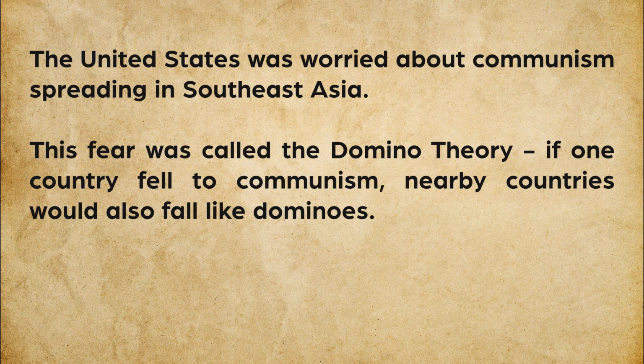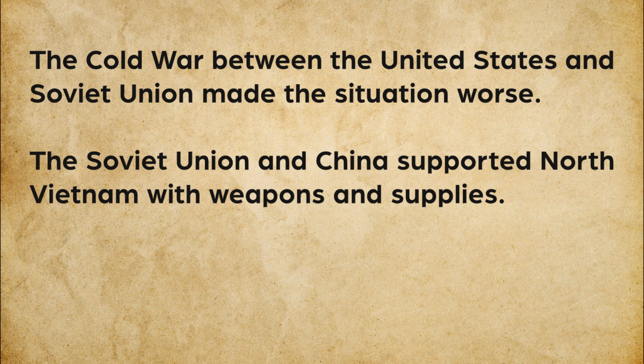The United States was worried about communism spreading in Southeast Asia. This fear was called the domino theory. If one country fell to communism, nearby countries would also fall like dominoes. The Cold War between the United States and Soviet Union made the situation worse. The Soviet Union and China supported North Vietnam with weapons and supplies.